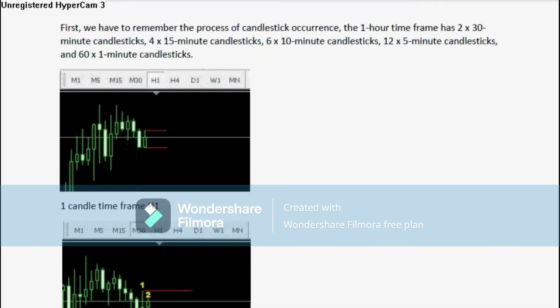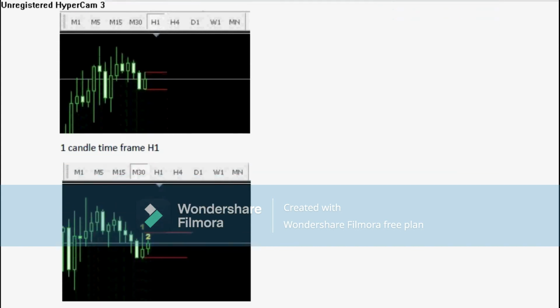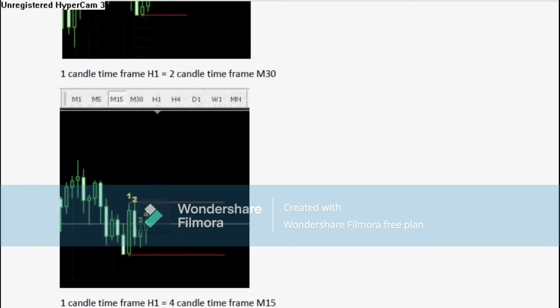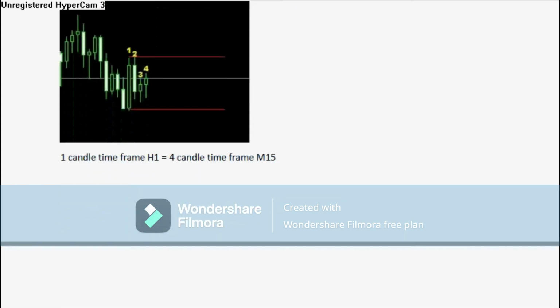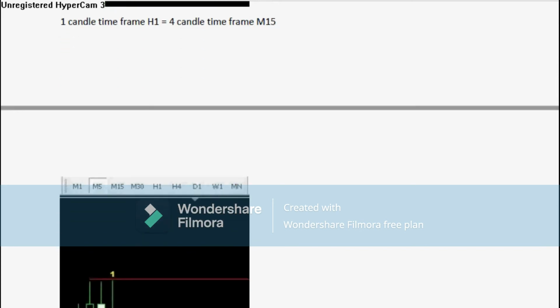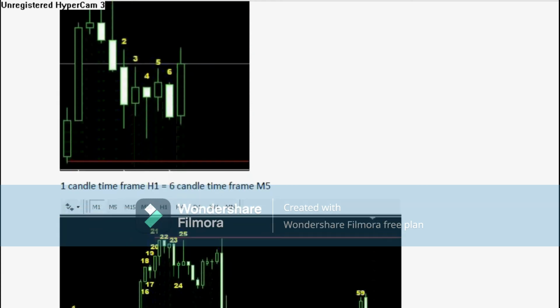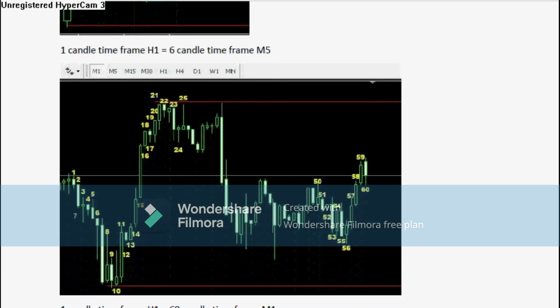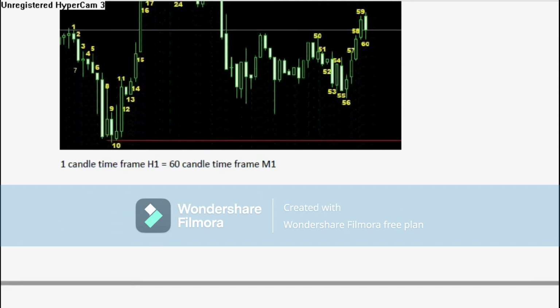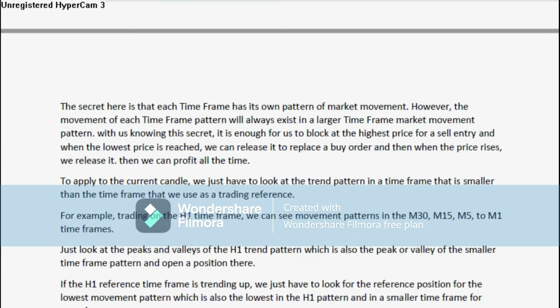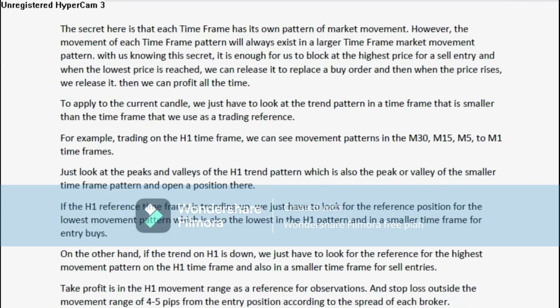First we have to remember the process of candlestick occurrence. The 1 hour time frame has 2 by 30 minute candlesticks, 4 by 15 minute candlesticks, 6 by 10 minute candlesticks, 12 by 5 minute candlesticks, and 60 by 1 minute candlesticks. The secret here is that each time frame has its own pattern of market movement. However, the movement of each time frame pattern will always exist in a larger time frame market movement pattern. With us knowing this secret, it is enough for us to block at the highest price for a sell entry, and when the lowest price is reached, we can release it to replace a buy order, and then when the price rises, we release it. Then we can profit all the time.